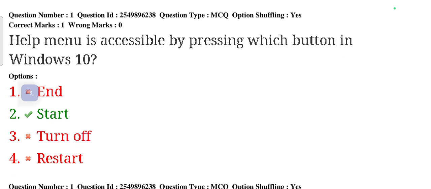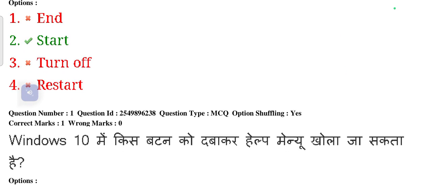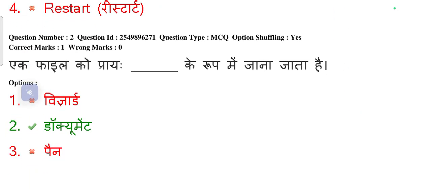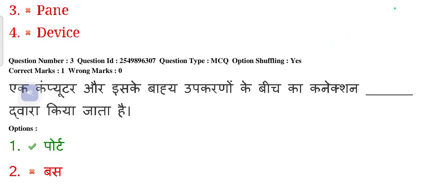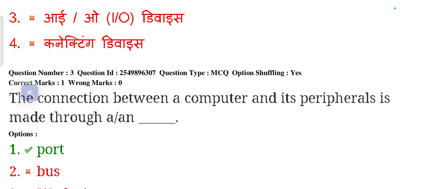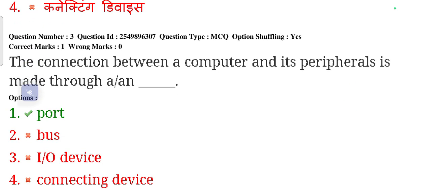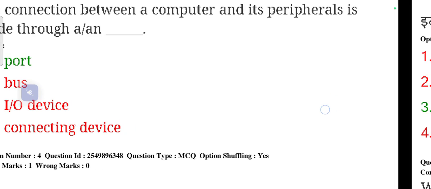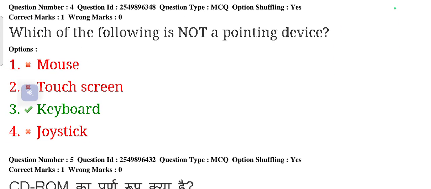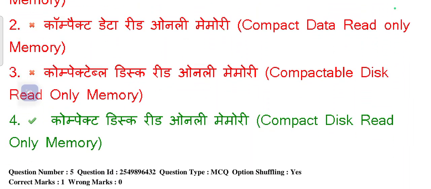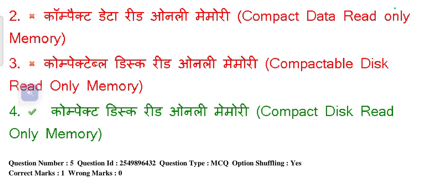Help menu is accessible by pressing which button in Windows 10? Start. A file is often referred to as a document. The connection between a computer and its peripheral is made through a dash port. Which of the following is not a pointing device? Keyboard. Keyboard is an input device.